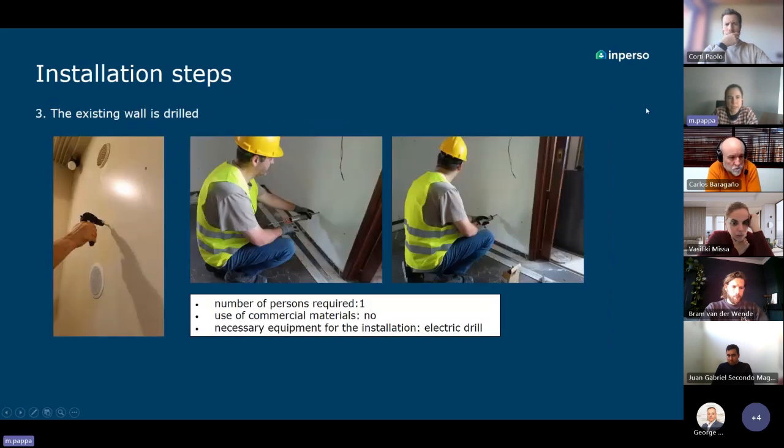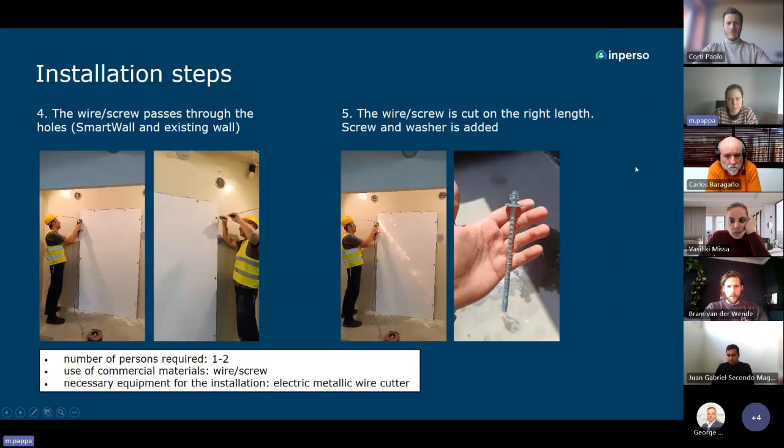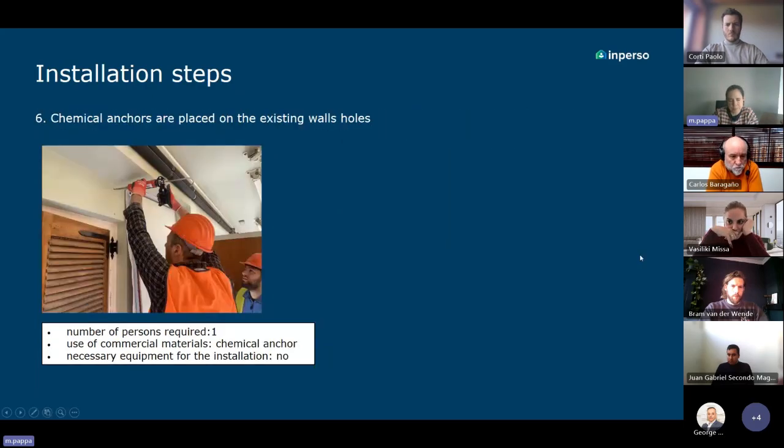The next step is to drill also the existing wall, as you can see in the photos. One person is needed in this case, and again, an electric drill is required. And the next step is that we have screws or wires that pass through the holes, the smart wall and the existing wall, and then you have to cut this wire or the screw to the right length and to put some screws and washers. So here you need one or two people. You need some wires or screws and an electric metallic wire cutter in order to cut these metallic parts.